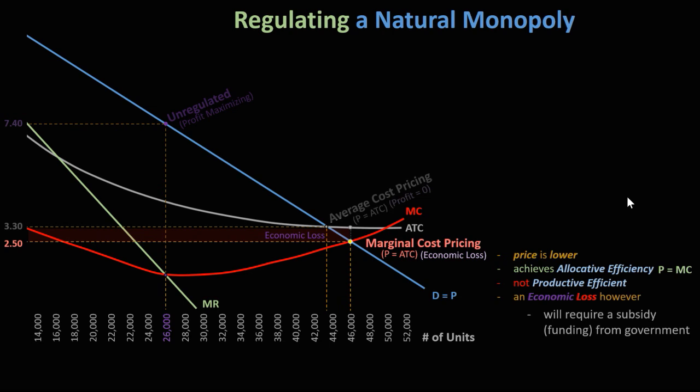Other natural monopolies like BC Hydro or Terasen Gas or water services are going to use average cost pricing, where firms are charged a price where they do not earn an economic profit. However, they're still earning an accounting profit.